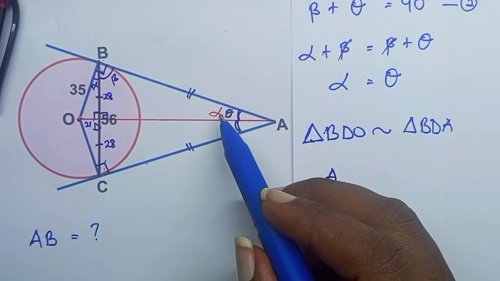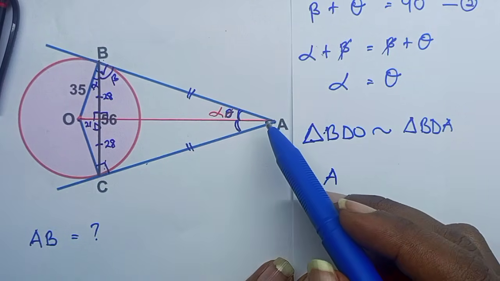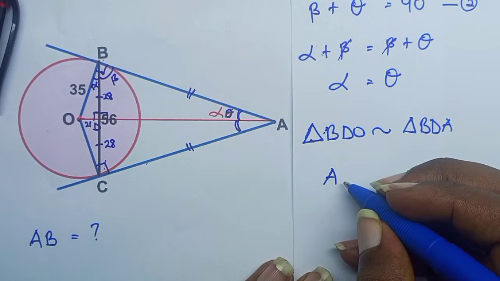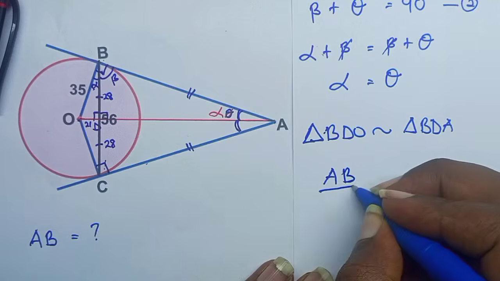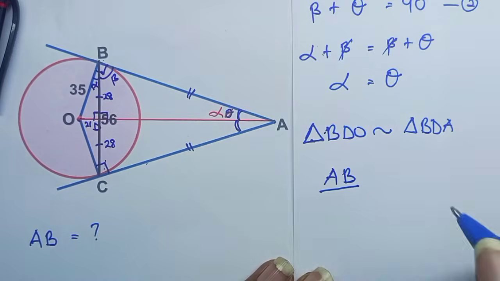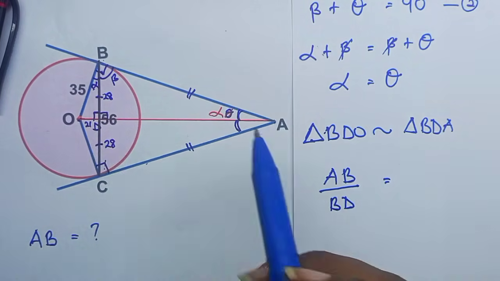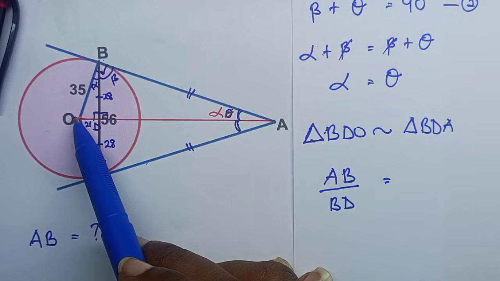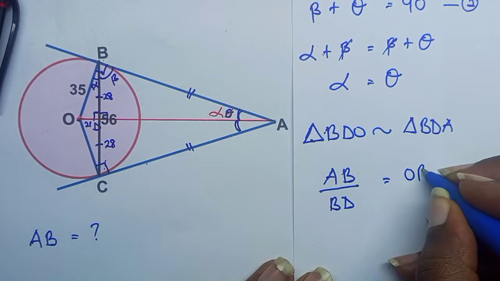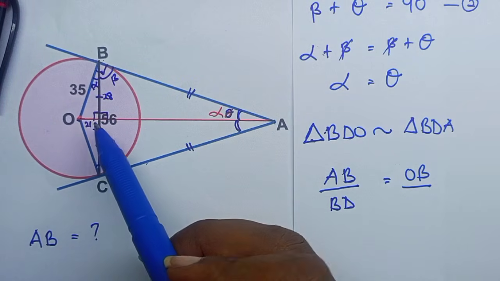So now looking at this angle alpha here, AB over BD will be equal to, in this triangle, we are going to consider OB, considering the angle alpha. So OB over the opposite, which is OD.